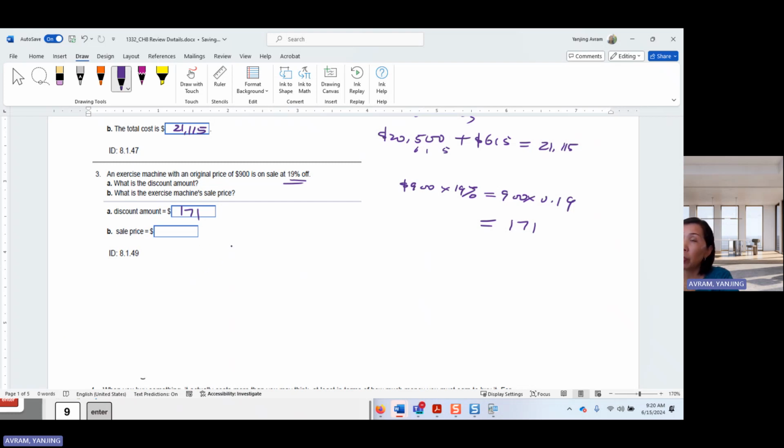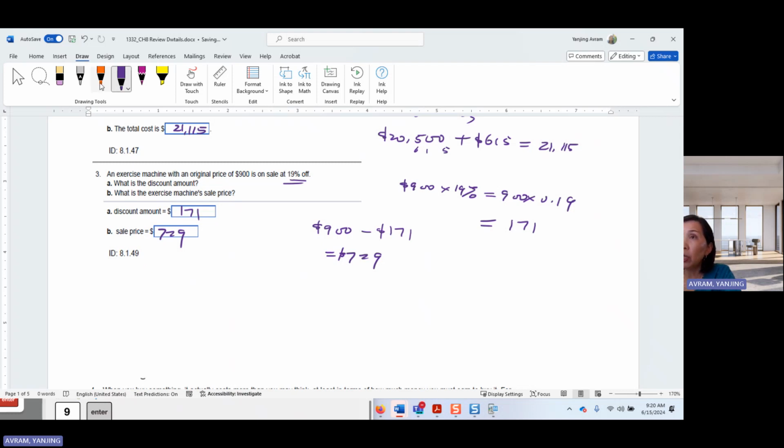So what's the sales price? Well, you have the original 900 minus the discount of 171. So that will give you 729 for the sales price. Okay, so that is one way to do this one.